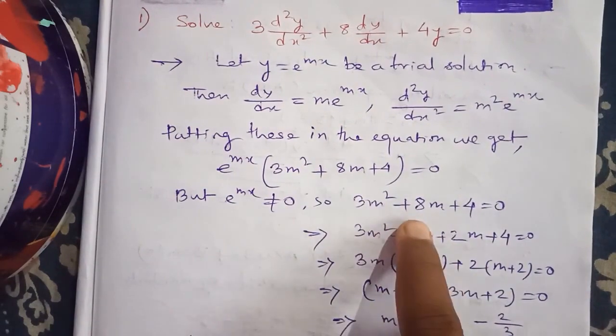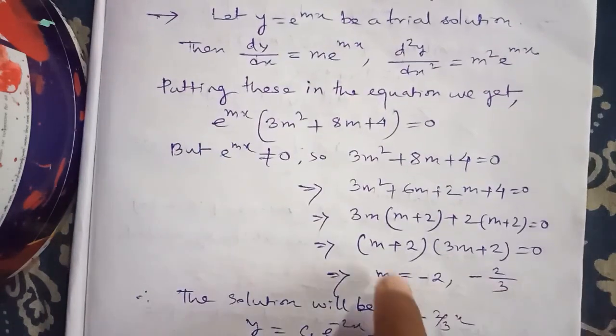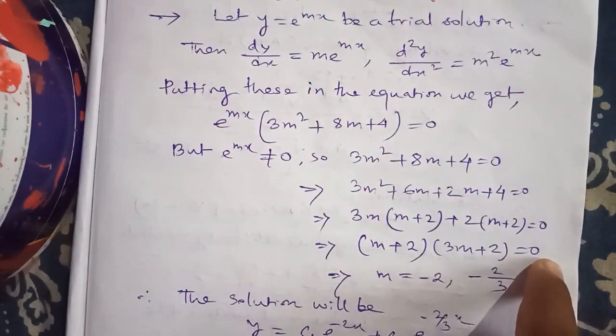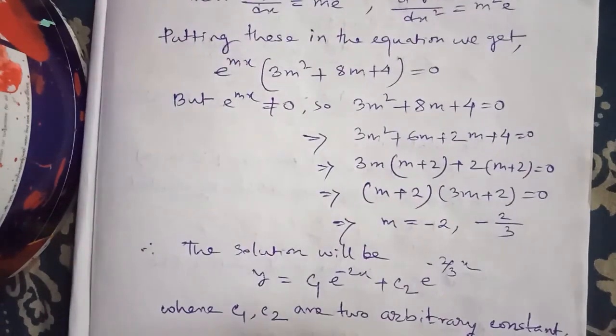So here we will solve this quadratic equation. If we solve this, what will we get? (m plus 2) into (3m plus 2) is equal to 0. So the value of m will be minus 2 and minus 2 by 3. So what will be the solution?